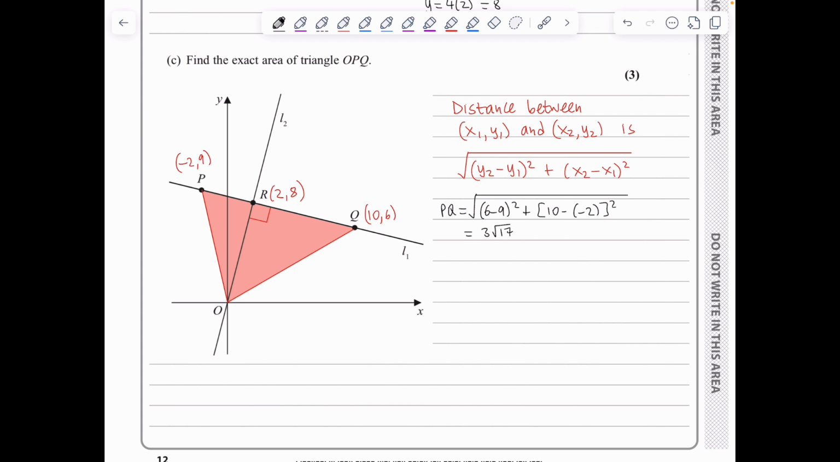Now for the height, that's going to be OR, which is going to be the square root of (8 minus 0) squared plus (2 minus 0) squared. This gives an answer of 2 root 17, and therefore we can conclude that the area of triangle OPQ is going to be 3 root 17, which is the base, times 2 root 17, which is the height, over 2. So I'm doing base times height over 2. And this gives an answer of 51 units squared.